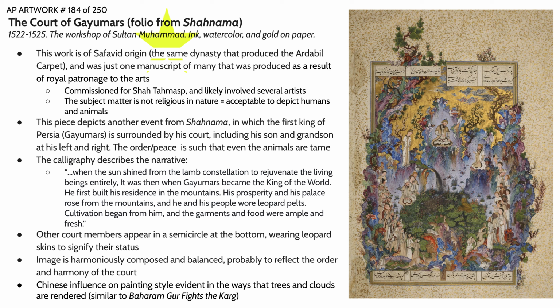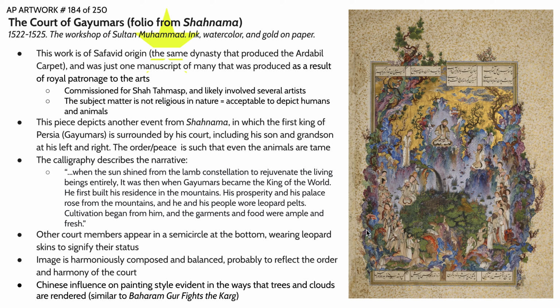So it's describing when Gayumars became king of the world. He built his first residence in the mountains. His posterity and his palace rose from the mountains, and he and his people wore leopard pelts. Cultivation began from him, and the garments and food were ample and fresh. So the idea of this scene is to create this kind of utopia and paradise, where everything is perfect, everything is kind of teeming with life. There's a bountiful harvest here.